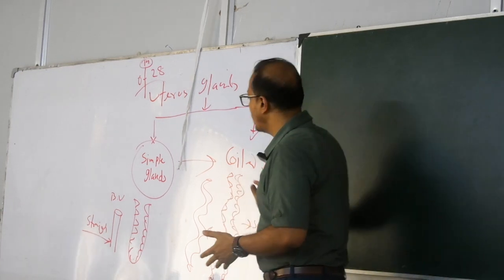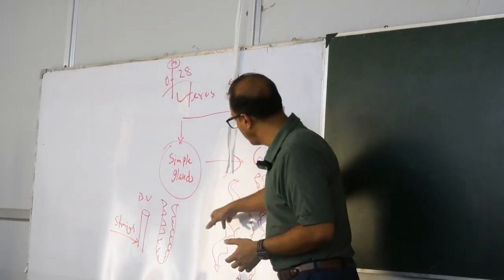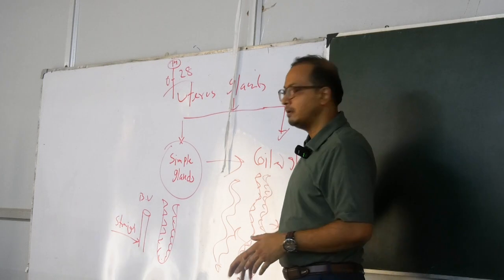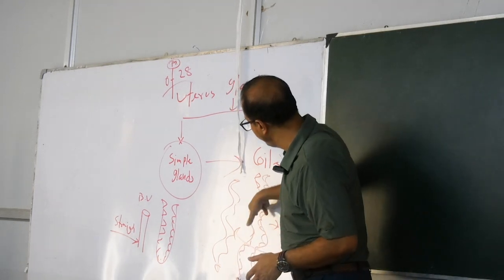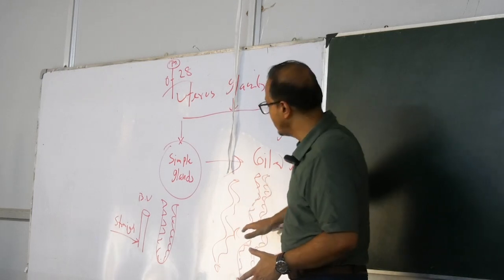Now, once you do not have any estrogen or any progesterone, what happens? The spiral arteries are cut off and shed, and the glands which they were feeding are also cut off. So that will be shed off.